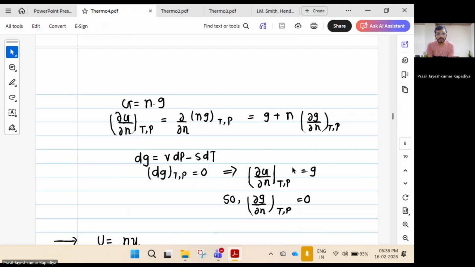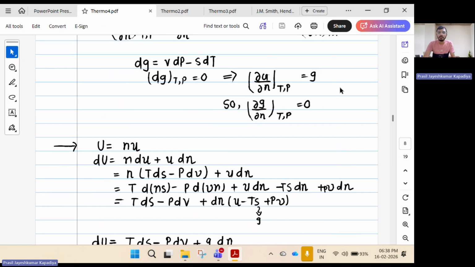Okay. My dg is nothing but vdP minus sdT. So we have derived that ∂G/∂N at constant T, P is equal to small g. This we have defined and we have derived for constant temperature and pressure conditions only. This is equal to, sorry, not partial molar, I'm really sorry for this word, it is equal to just molar Gibbs free energy. So this term has to be equal to 0.